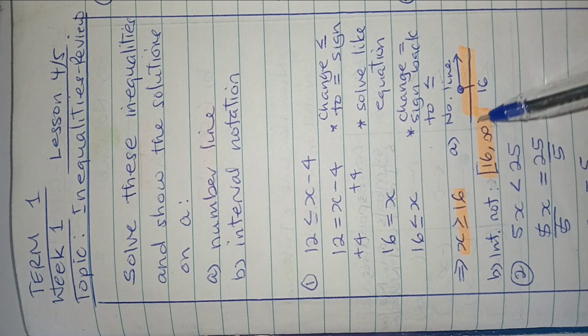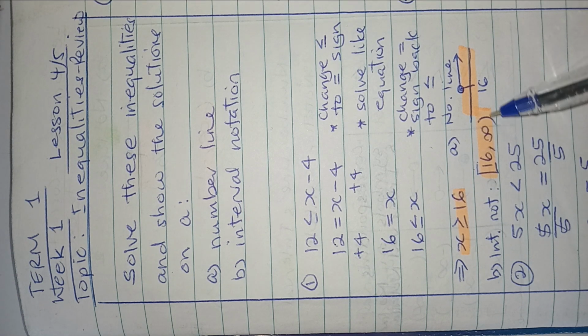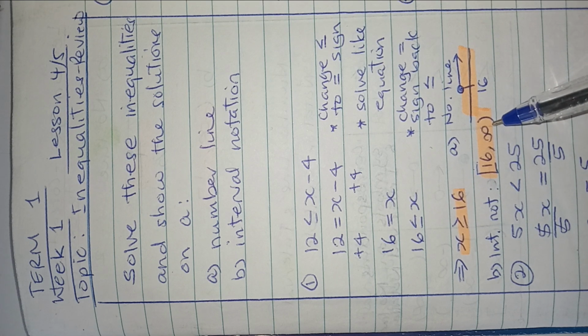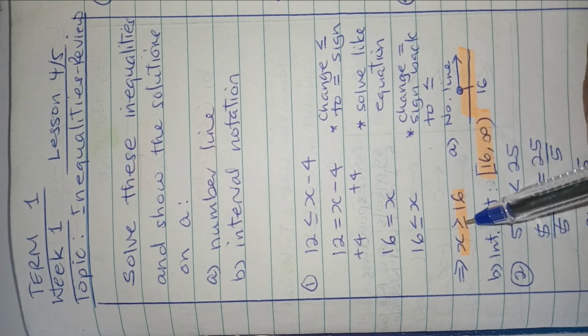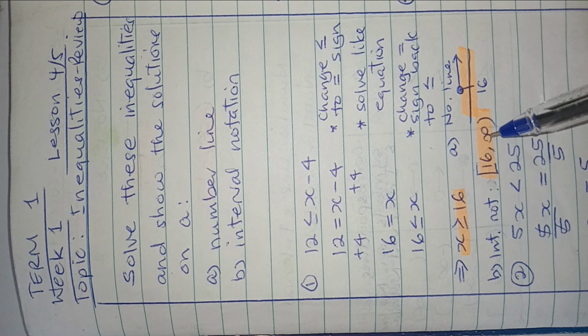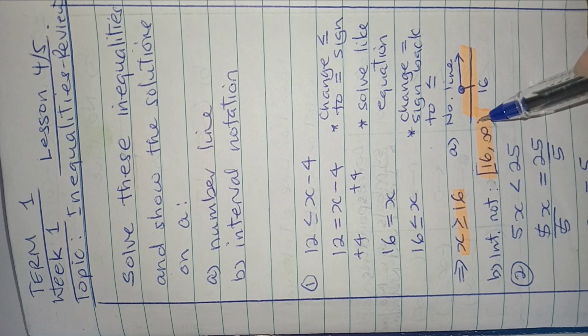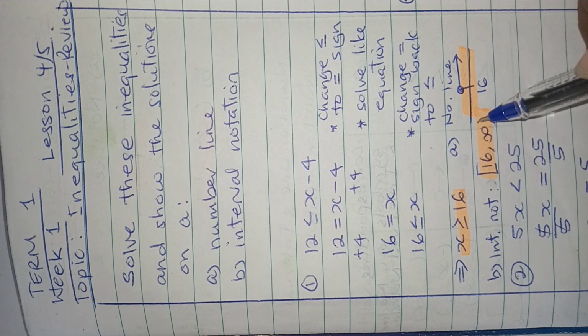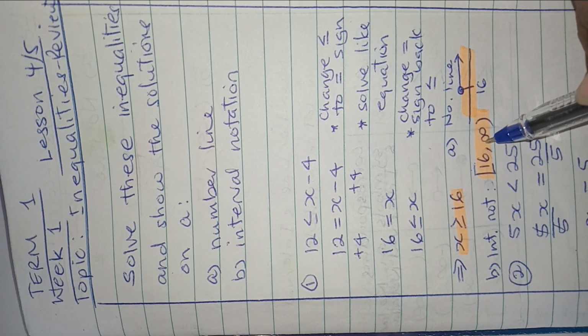Now for the round bracket, we use it always with infinity, and we use it when there is no equal to sign in our solution. For the infinity, which is the highest value of x in this solution, we use a round bracket because we do not know the exact value of infinity.